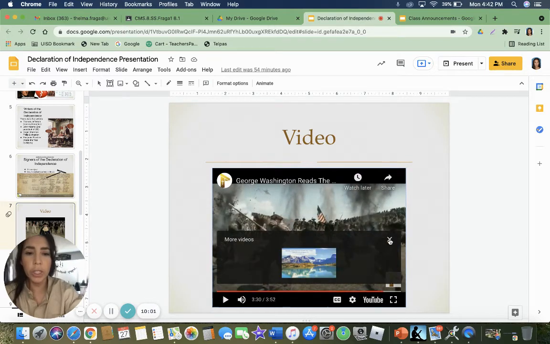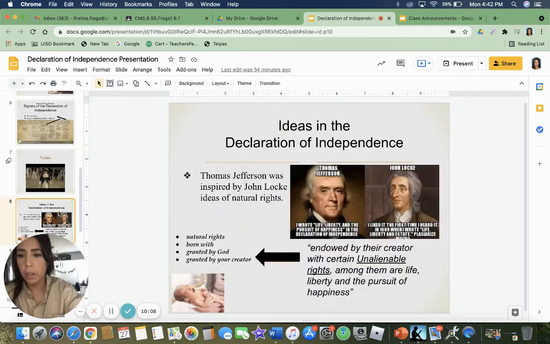So George Washington was reading there the Declaration of Independence. Very, very strong words. So, where do we get some of the ideas that were just mentioned in the speech for the Declaration of Independence?